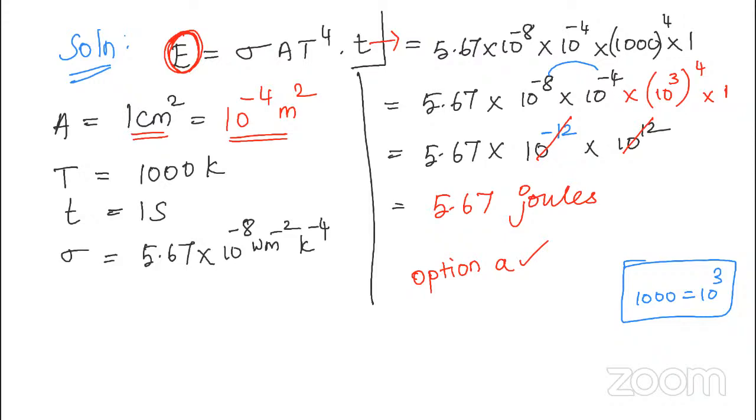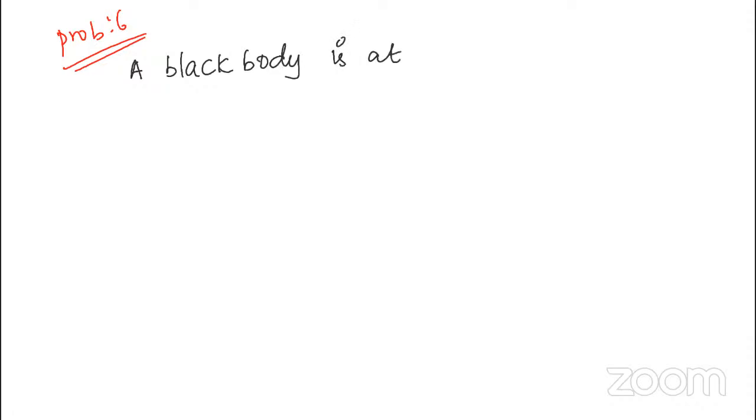Next, we can go for the easiest problem, which is related to the formula. If you know the formula, you can tick the answer directly. So here it is problem number 6. A black body is at a temperature of 300 Kelvin.